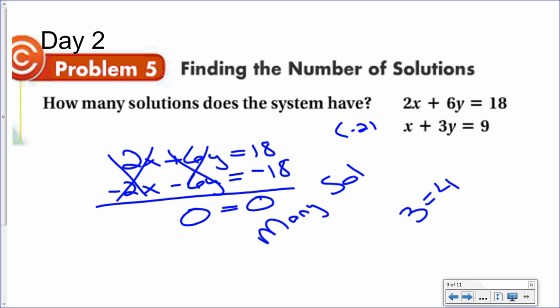All right, that should be everything. We'll work the word problems in class, and good luck.